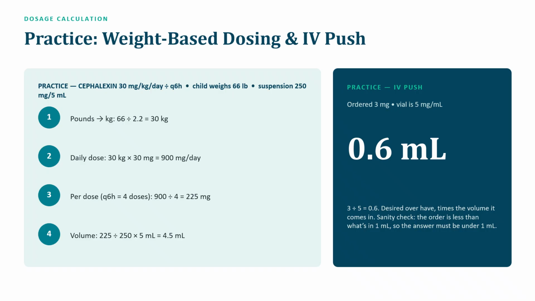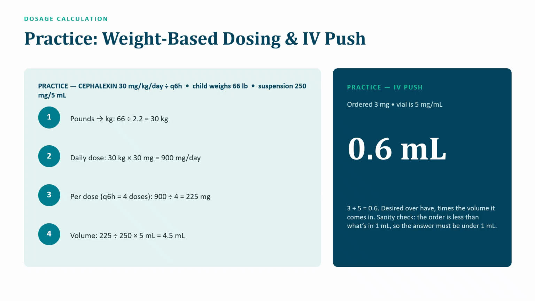Okay, so just to do some dosage calculation, with weight-based dosing and IV push dosing or calculations, they both use the same desired over have. You don't have to come up with a new formula to use. We can continue to use our desired over have times the vehicle or the volume to solve these problems. So our first practice is with cephalexin, 30 milligrams per kilogram per day every 6 hours for a patient who weighs 66 pounds. And what we have available is a suspension of 250 milligrams in 5 milliliters.